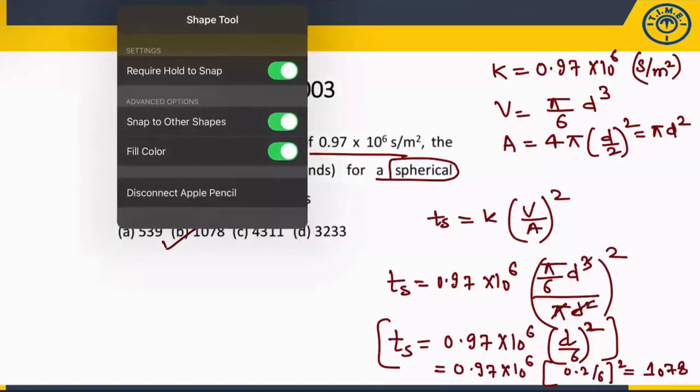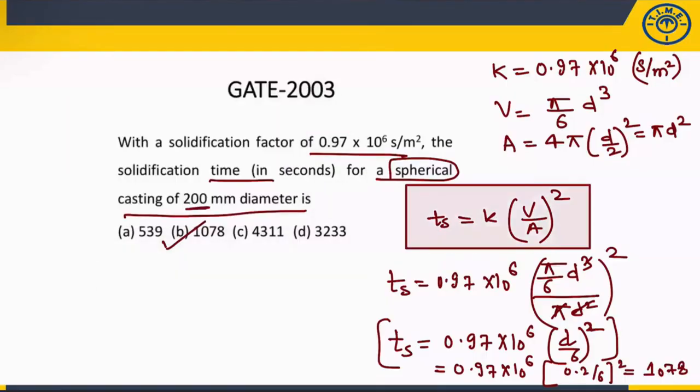Simple question. And if you see, many questions they have asked are based on this formula. Sometimes they are asking the ratio of two castings, one spherical and the other a cylinder or cube. I will discuss some of the questions also, but the most important thing is this relation. Is it clear? Clear to everyone?